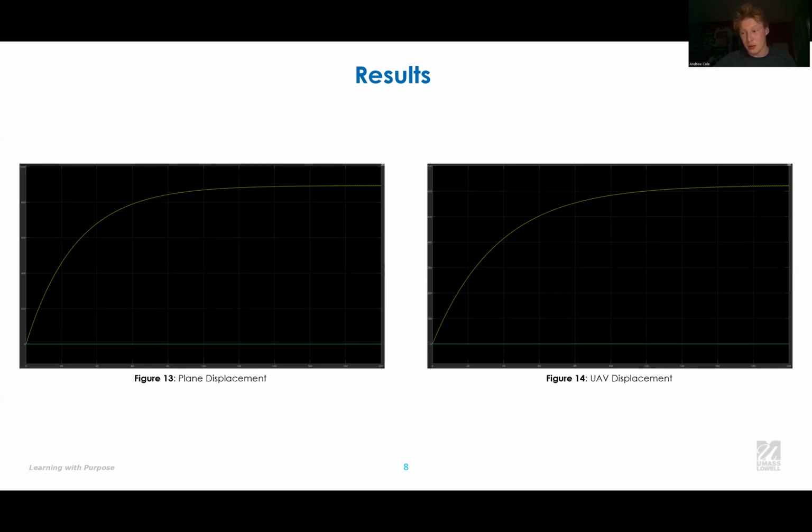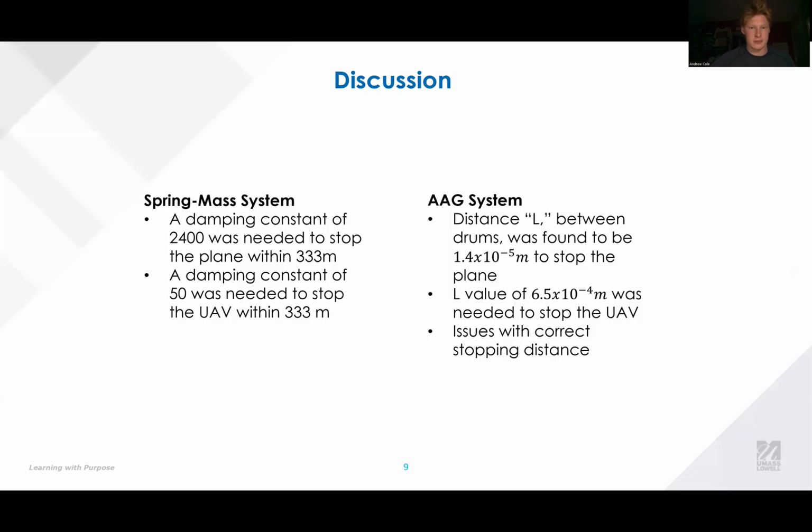Using a gain of 0.1 for the plane, I was able to stop it at 320 meters, and a gain of 0.25 was able to bring the UAV to stop in 310 meters. Obviously, in the real world, it would not work like this, but with the state space model, I was only able to get accurate results for higher stopping distances.